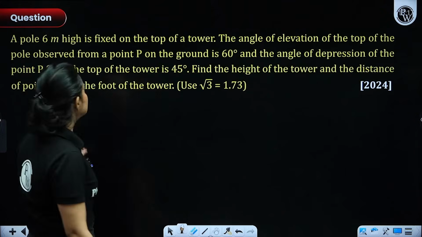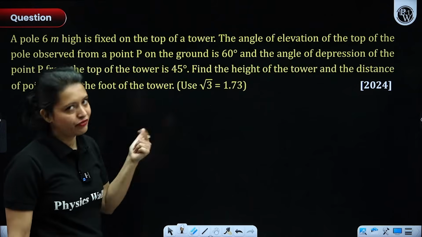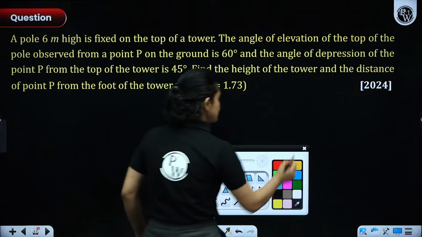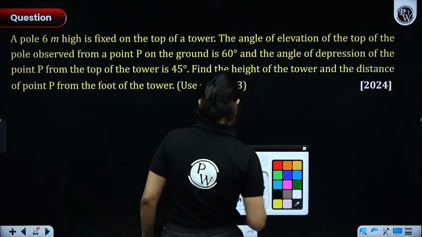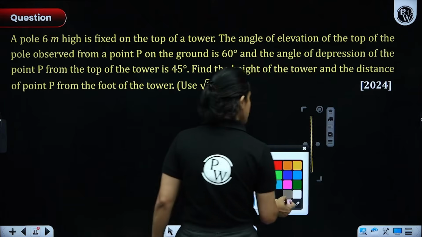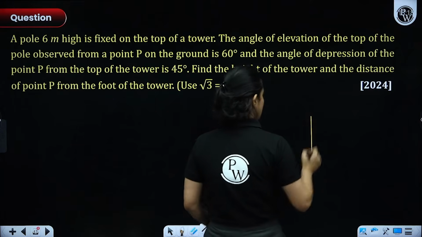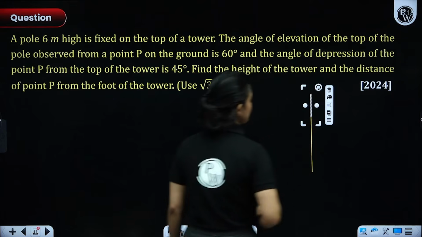A pole 6 meters high is fixed on the top of a tower. Okay, we have a tower, we have a pole. So first of all, let's just make the tower, everyone. This here is my tower. On the top of this tower, a pole is fixed, right? So this here is my pole. Let me make the pole again. Yes, this is my pole, everyone.